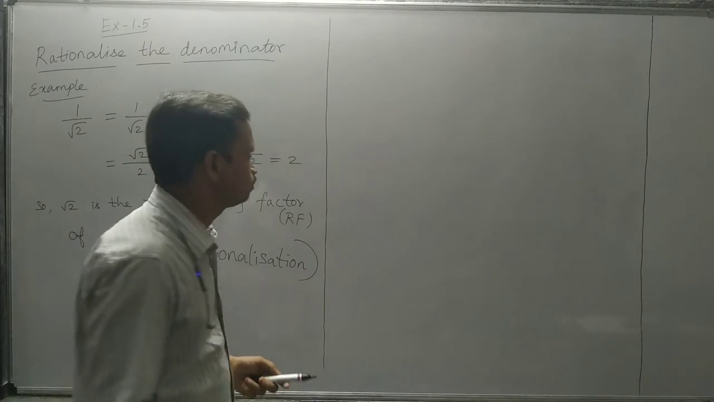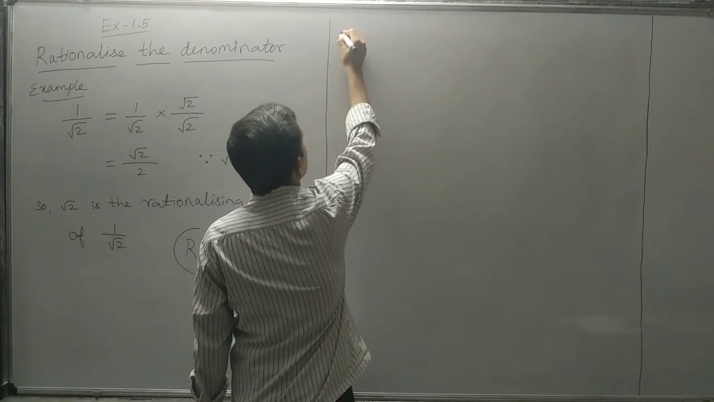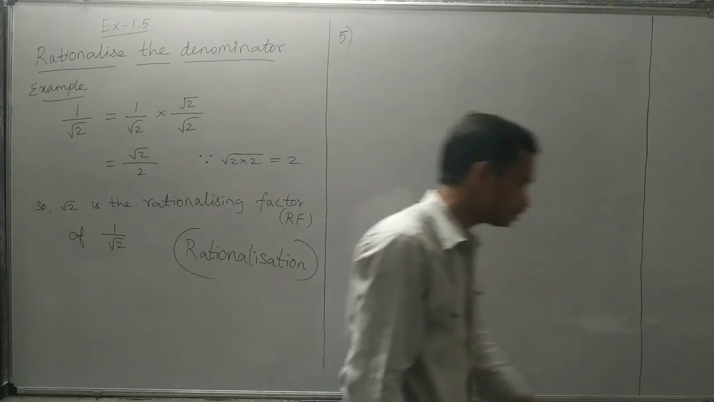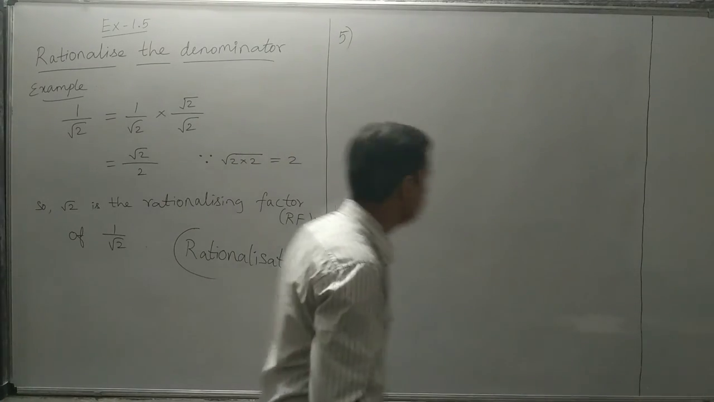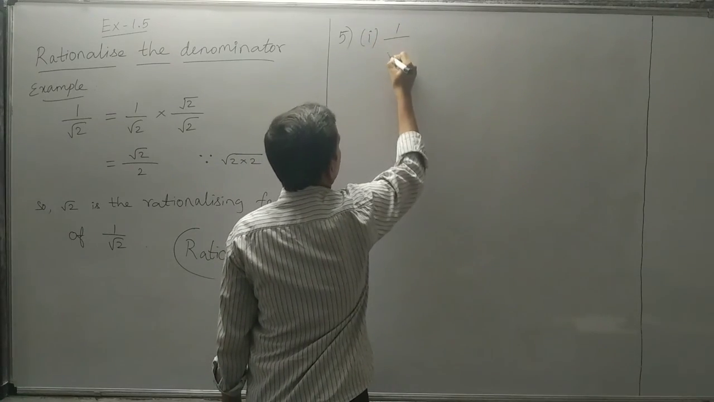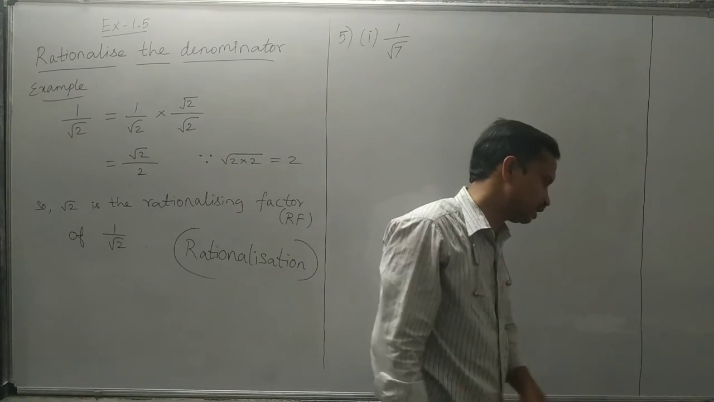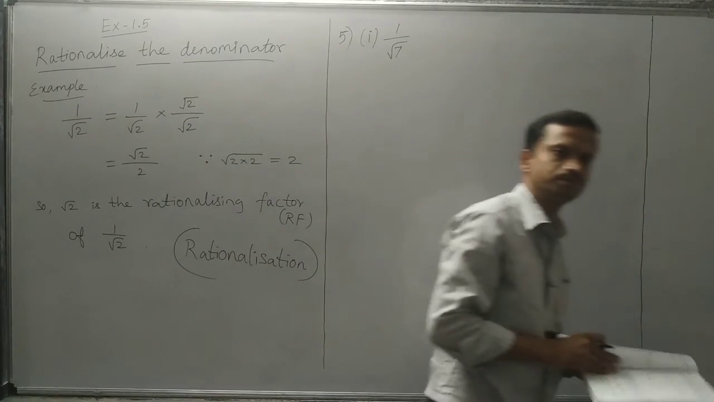1.5 fifth sum. Let us continue. Fifth sum. Option 1, 1 by root 7. So here they are asking, rationalize the denominator of the following.